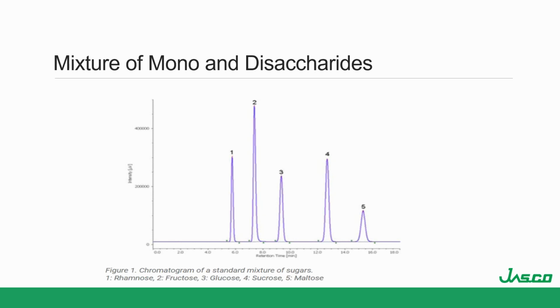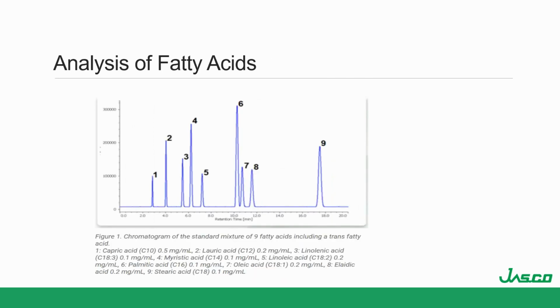I would say sugars are a very popular application for this and RI detection, and usually one or the other detector is used for that type of analysis. Here's analysis of fatty acids. So you can see the 9 fatty acids listed at the bottom here, all well resolved.